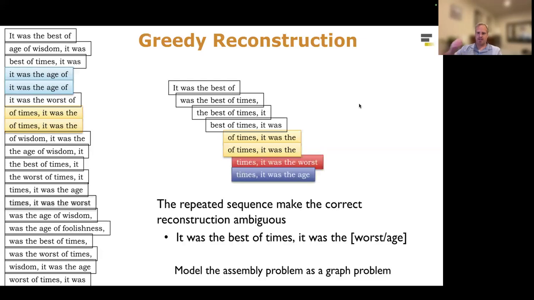As we go to extend this again, though, we're going to encounter the situation where there are 2 kind of next fragments. They overlap equally well. They're both sort of maximal greedy possibilities here, but those fragments disagree with themselves. And this introduces ambiguity, and it's just not clear. It's ambiguous if the reconstruction should begin, it was the best of times, it was the worst, or it was the best of times, it was the age. There's just not quite enough information if we're just looking one overlap at a time to figure this process out.